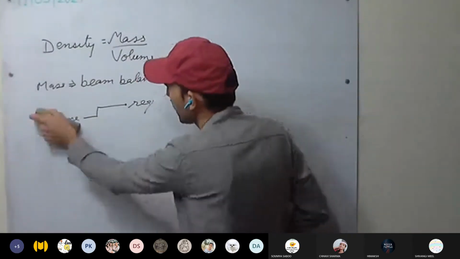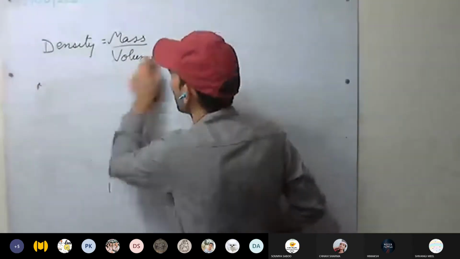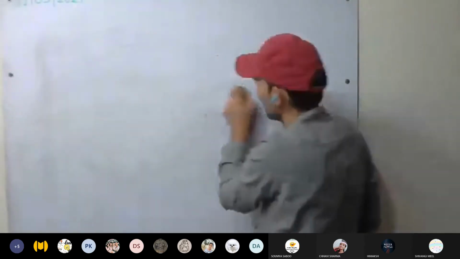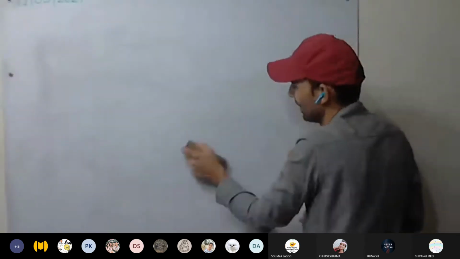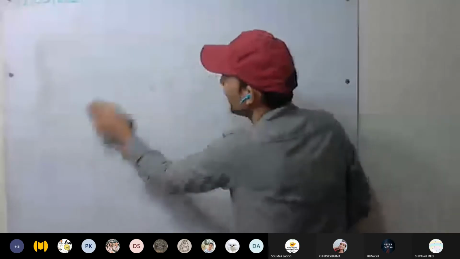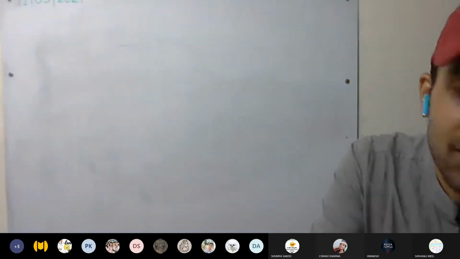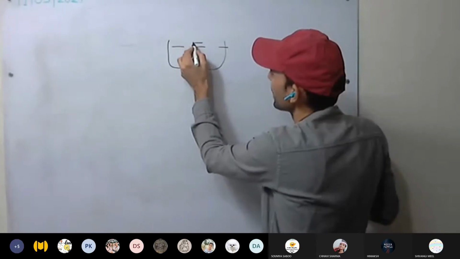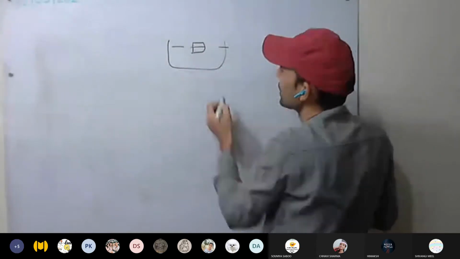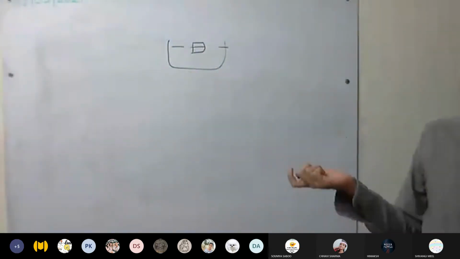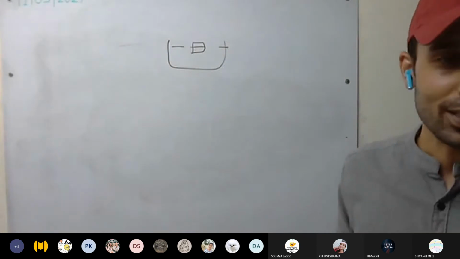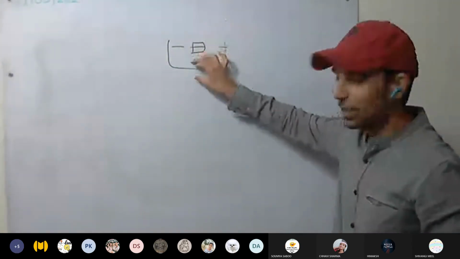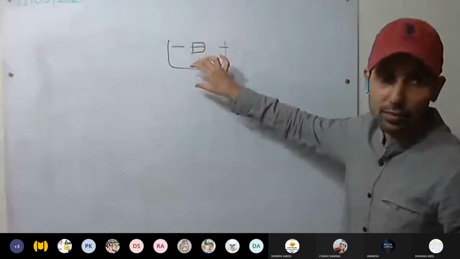Now, our solid is lighter than water. If we dip it in water, what will happen? For example, this is water. If I put a cork here, what will it do? Some part will be inside the water, some part will be outside. We won't be able to calculate the volume of the cork. So it must be completely immersed inside the water.